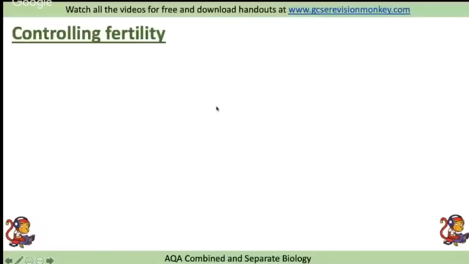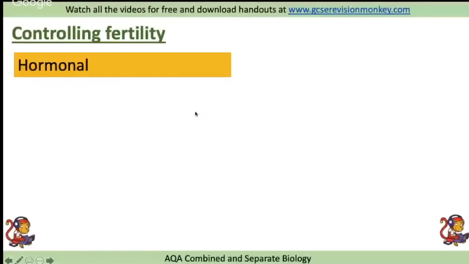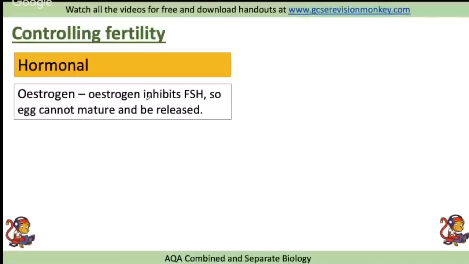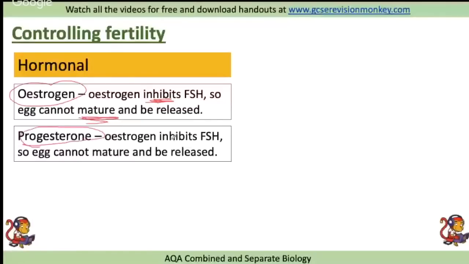Controlling fertility then, still using hormones. There's hormonal methods that you can use. And the hormones that we want would be estrogen, because they inhibit, which means stop, FSH. So if you haven't got any FSH, you can't mature an egg. So you're not going to get pregnant. Progesterone is the other hormone that you can use. That inhibits FSH. So the egg again can't mature and be released. So both of those are hormones that can be used.